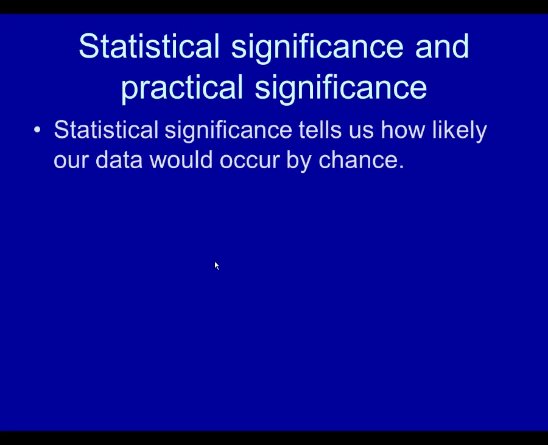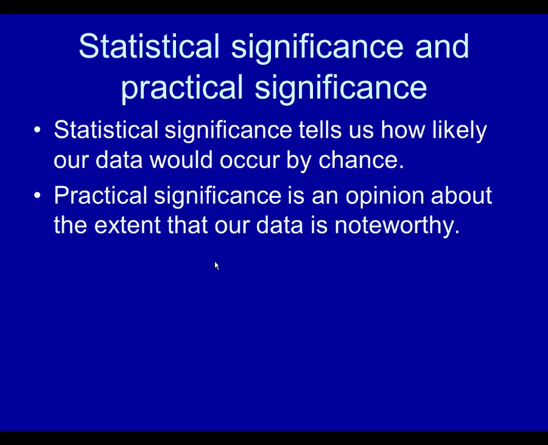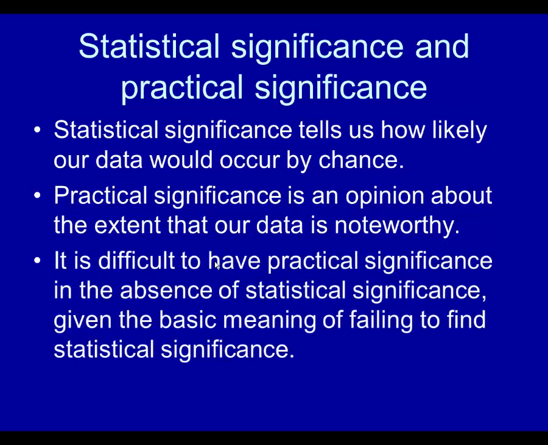Statistical significance and practical significance. Statistical significance tells how likely our data will occur by chance. Practical significance is an opinion about the extent that our data is noteworthy. It is difficult to have practical significance in the absence of statistical significance, given the basic meaning of failing to find statistical significance, meaning you have not ruled out chance. If you have not ruled out chance, how can you say you have meaningful information that can be of practical significance?